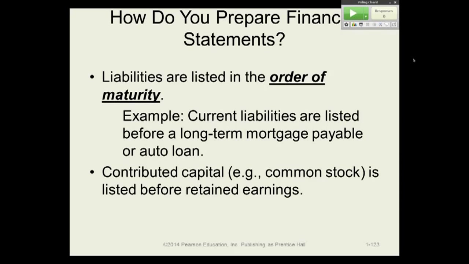And of course, contributed capital on the balance sheet, that's common stock, will come before retained earnings. Now, contributed capital, just a side note, because I know a lot of you probably use Twitter. Twitter is trying to go public. They don't have stock out there right now, but they may actually sell stock like Facebook sold stock, and that means they'll have a contributed capital account for the common stock that they sell. So that may happen in the near future.